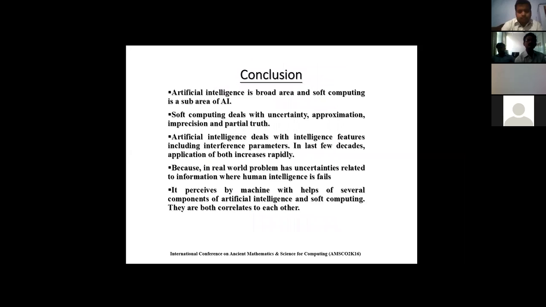My conclusion: artificial intelligence is a broad area and soft computing is a sub area of artificial intelligence. Soft computing deals with uncertainty, approximation, imprecision, and partial truth. Artificial intelligence features include inference parameters. In the last few decades, applications of both have increased rapidly, because real world problems have uncertainty related to information where human intelligence fails. It is handled by machines with the help of several components of artificial intelligence and soft computing. They are both correlated to each other.